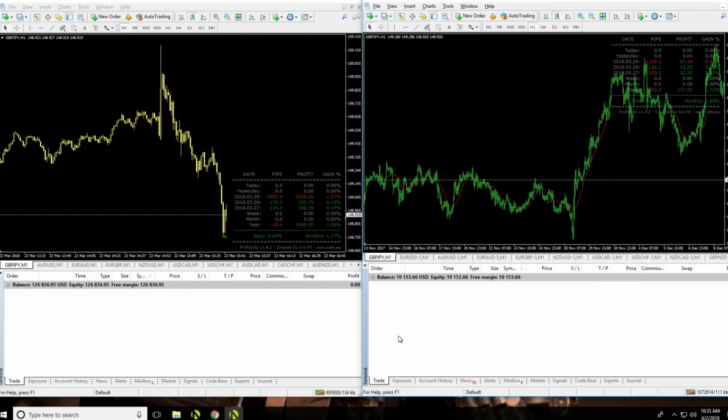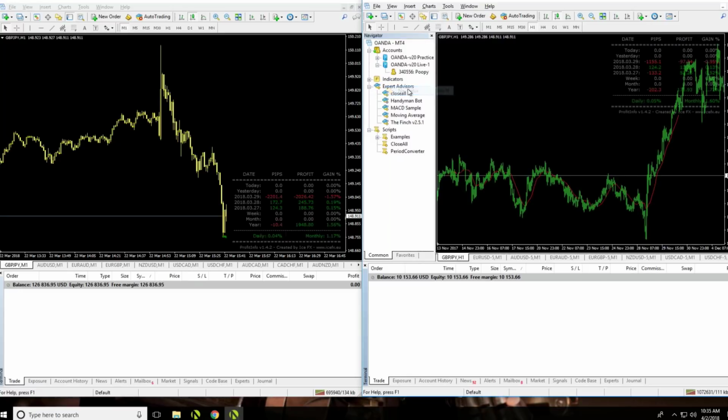Now I've got the robots inside of my MetaTrader installation, and I'm going to close down Google Chrome because it uses so many resources. The next thing I'm going to do is click on View, Navigator. Click once on Expert Advisors, then right-click and choose Refresh.